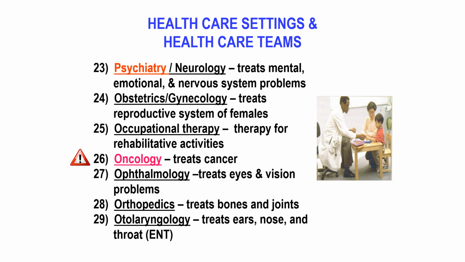So to finish out here, psychiatry or neurology treats mental, emotional, and nervous system problems. Obstetrics and gynecology treat the reproductive system of females. Occupational therapy is therapy for rehabilitative activities. Oncology treats cancer. Ophthalmology treats eyes and vision problems. Orthopedics treat bones and joints. And otolaryngology treats ears, nose, and throat, ENT, right?